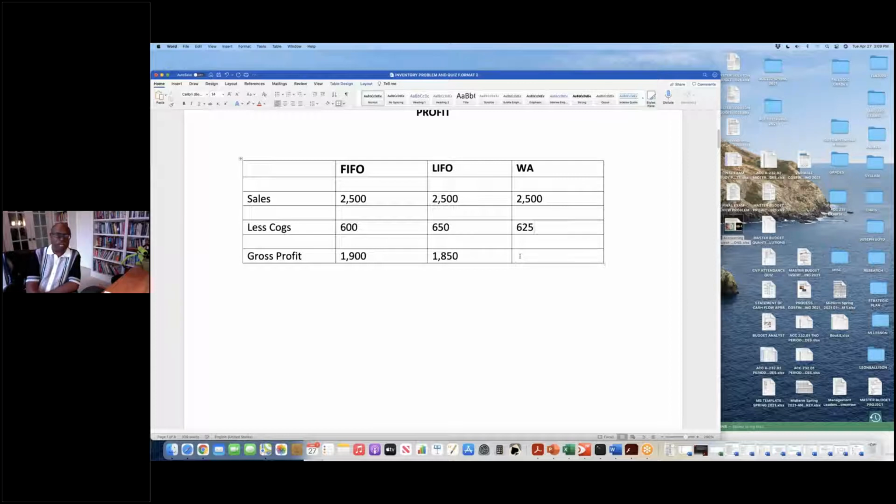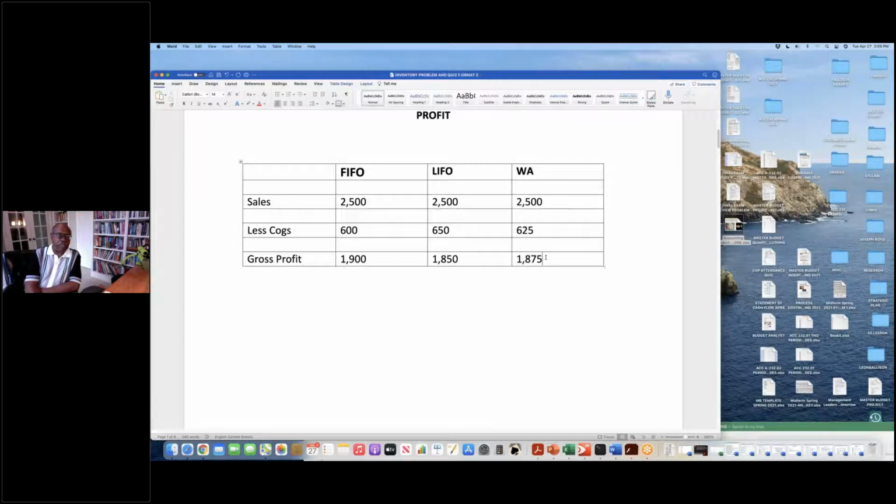And so our profit on the weighted average is going to be what? Just 1,875. So notice that, you're right. So the weighted average is always between Fifo and Lifo. So if that's not the case, then you know you may have made a mistake. So there are 3 inventory methods.